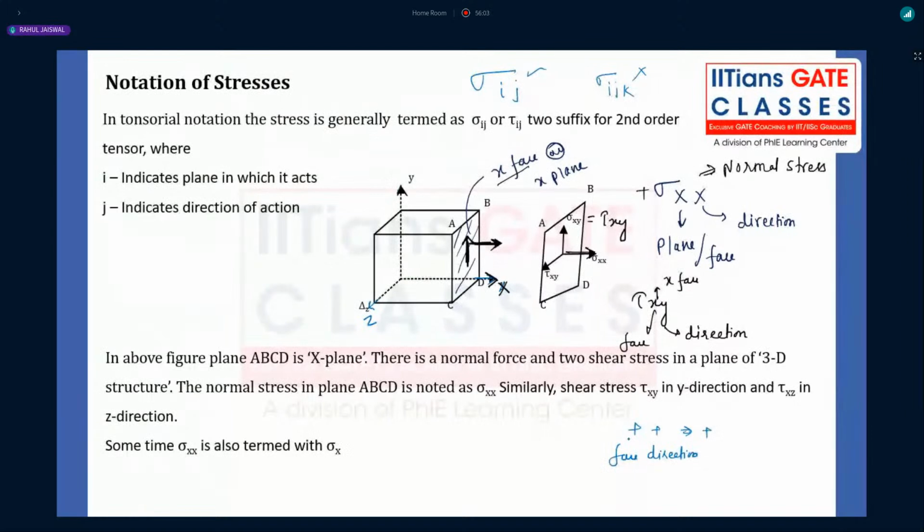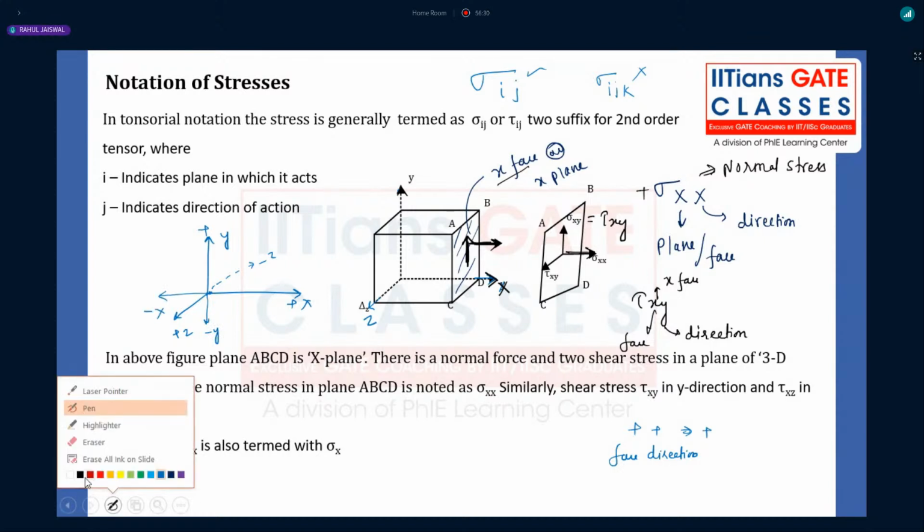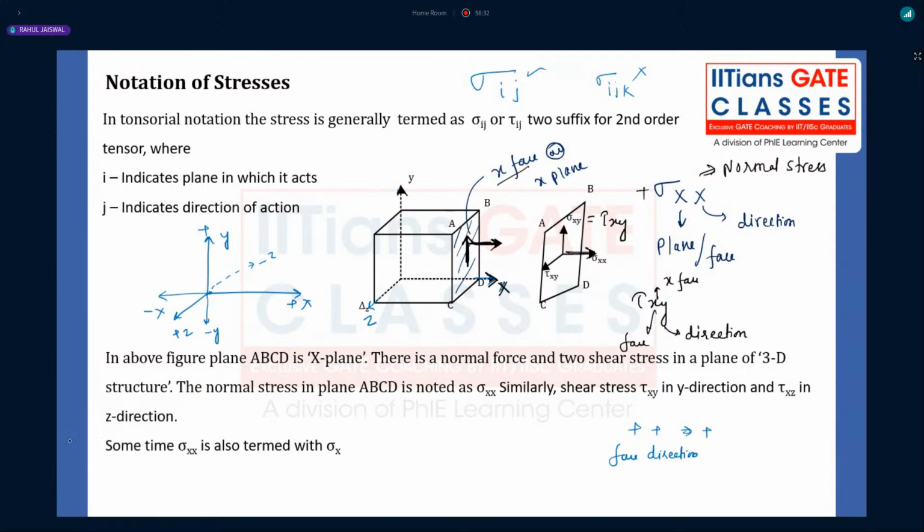Because what is our positive? What are our positive coordinates? This will be our positive x-axis. This will be our positive y-axis. This will be our positive z-axis. This will be the negative, this will be minus y, this will be minus x, right? This is our standard sign convention that we follow.